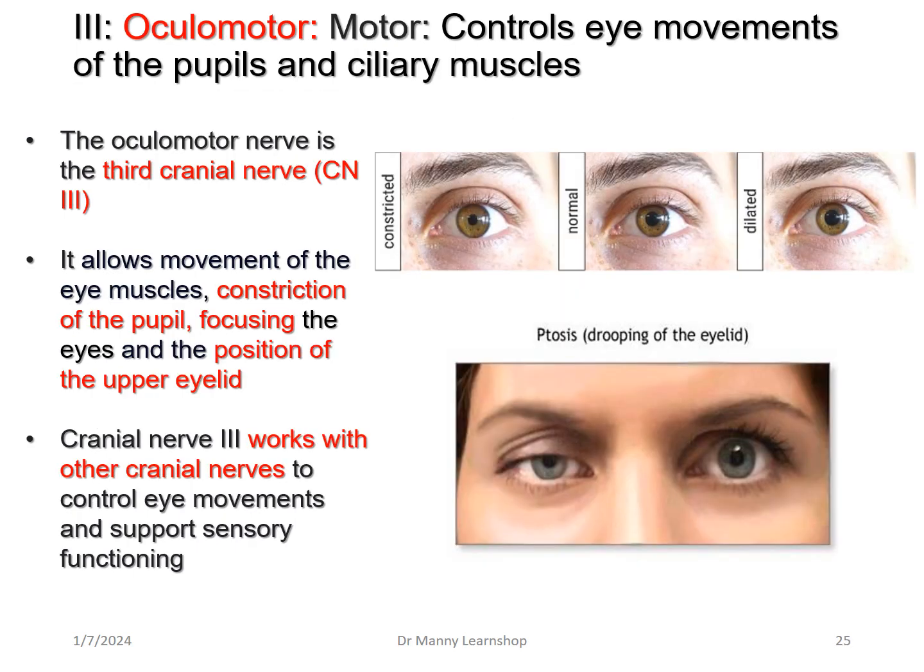Then we have the oculomotor, and this is to do with eye movements and pupil and ciliary muscles. And the third cranial nerve essentially allows movement of the eye muscles, constriction of the pupils, focusing and position of the upper eyelid. However, it works with the other cranial nerves.